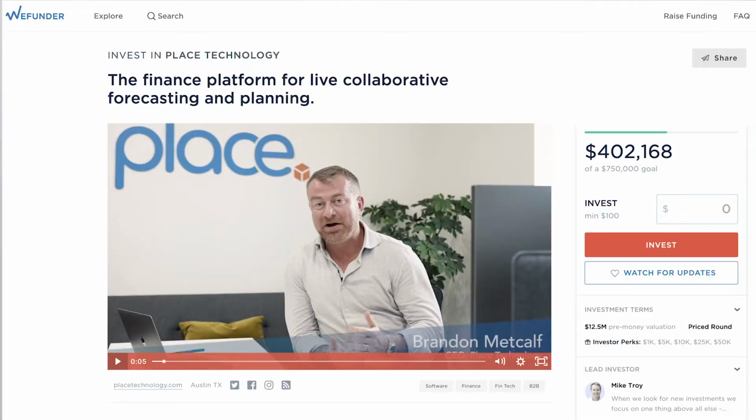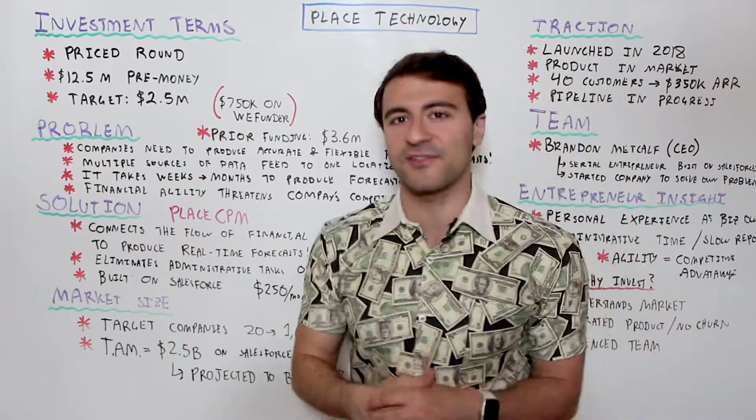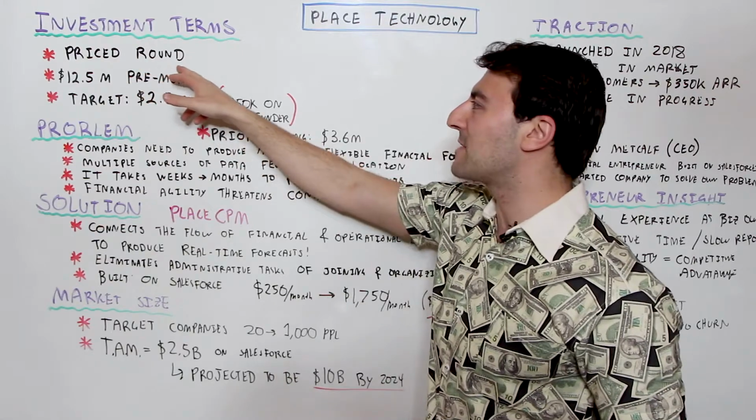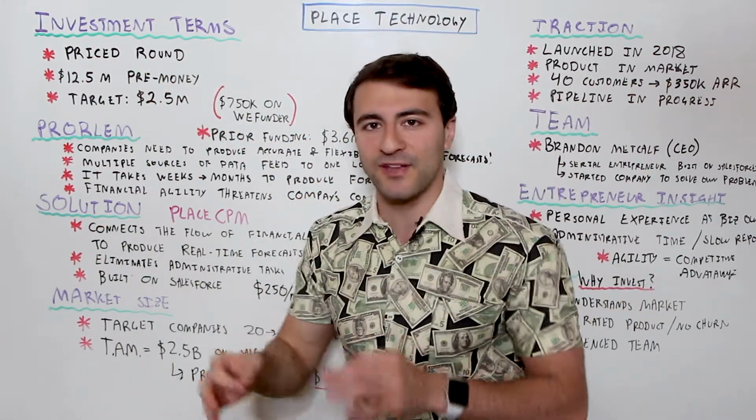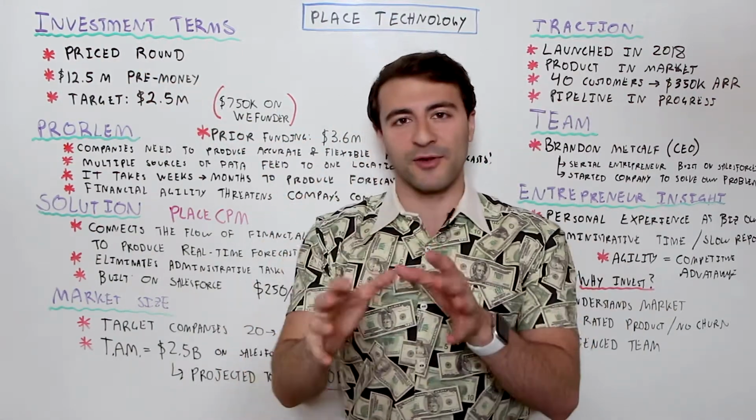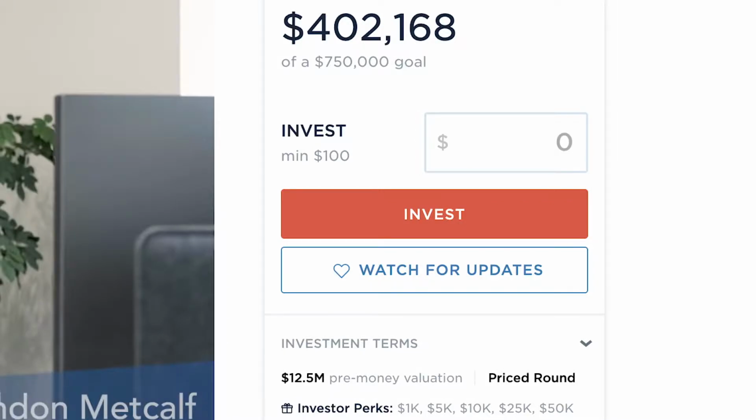It was a price round on WeFunder, great online platform, and an open public offering, Regulation CF. And what it means by having a price round, there is a set valuation, meaning a price per share determined by the CEO and the founding team when they go out and raise funding.